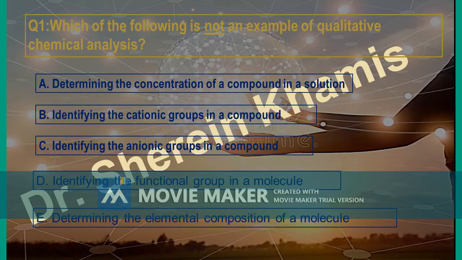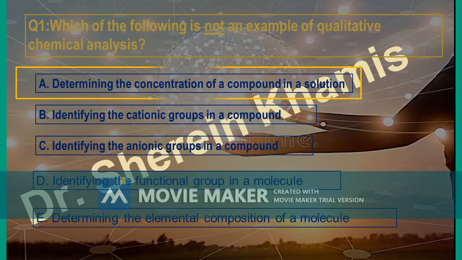Okay, what is the one that we will mention? That is amount. It means we didn't want the amount, so we didn't want qualitative. We want the amount here. Amount here means the concentration of the compound in a solution. Another question.